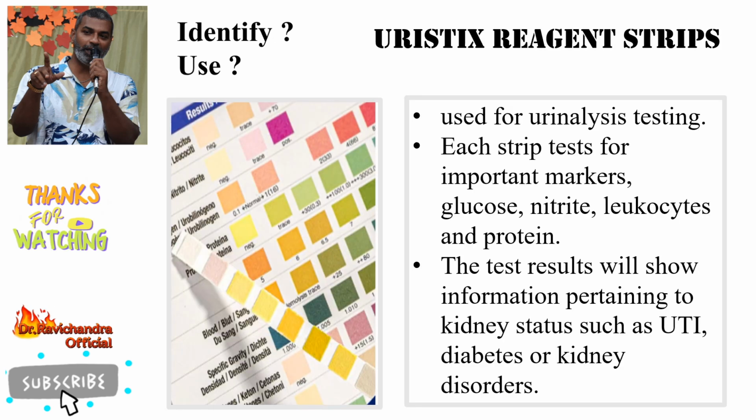Heuristics reagent strips. These are used for testing the urine. Each strip tests for many important markers like glucose, nitrates, leukocytes, proteins, etc. The test results will show information pertaining to the kidney status such as urinary tract infection, diabetes, or any kidney disorder.